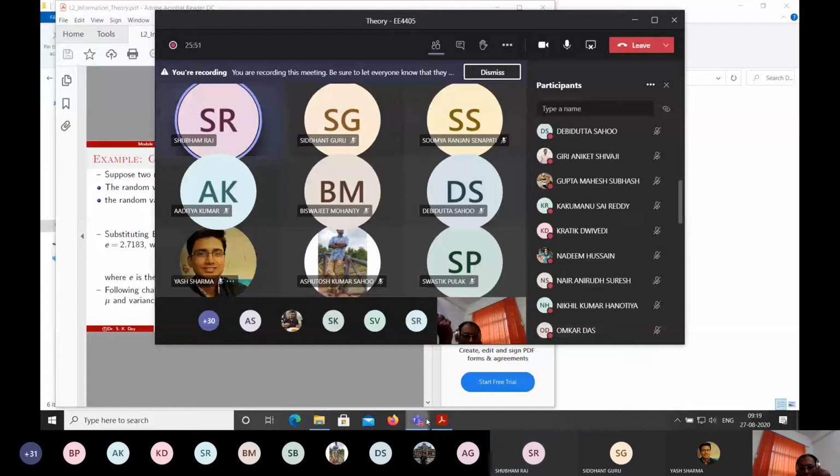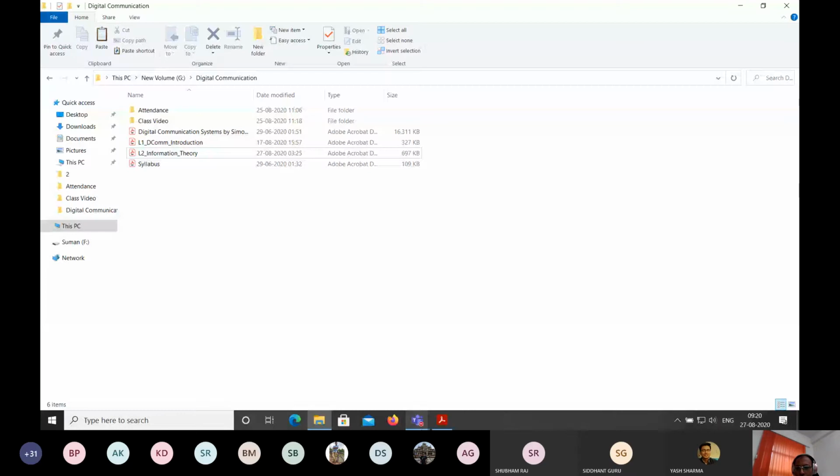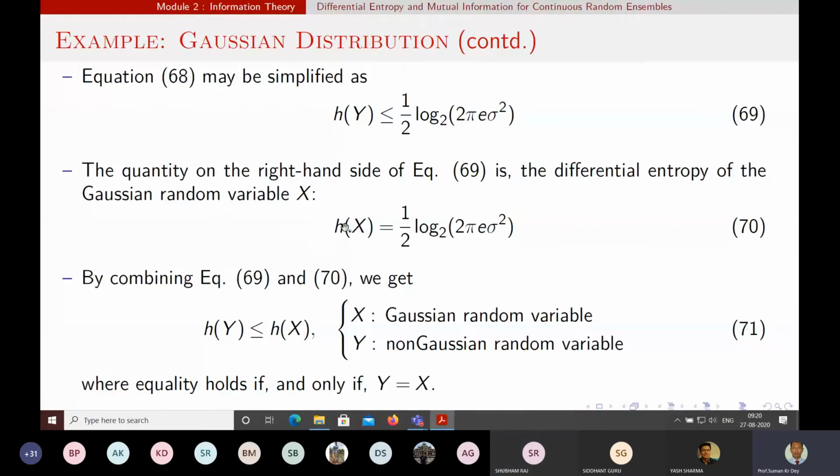So you can see my screen now. Is my screen visible? Yes, sir. PPT you can see now. Yes, sir. So in the final expression, what we are getting? We are getting h of y is equal to 1 by 2 log base 2 of 2 pi e sigma square. It's clear right now? Yes, sir.